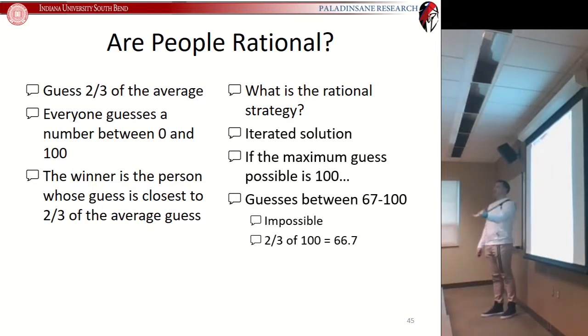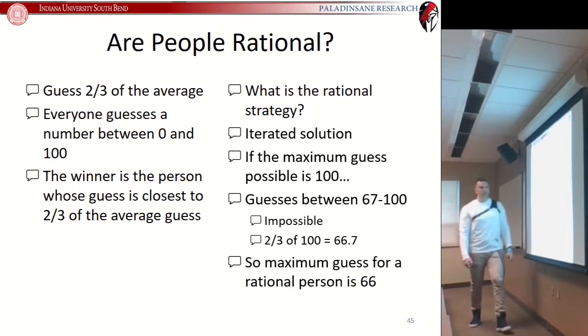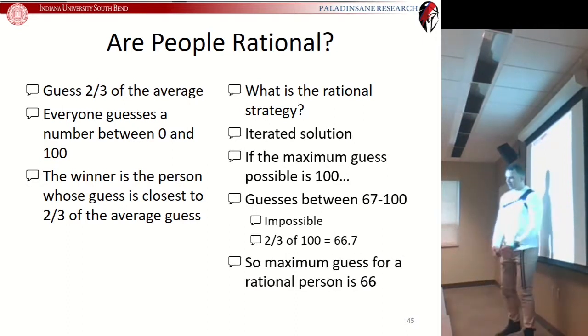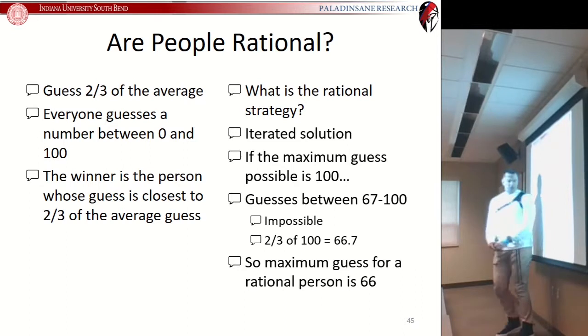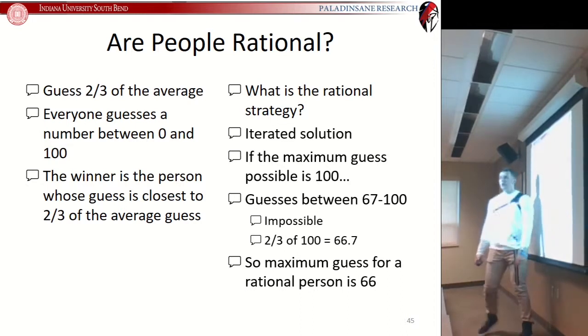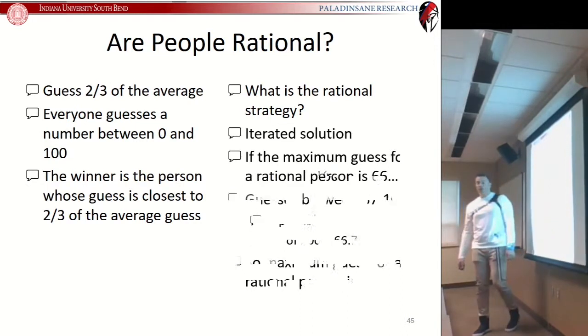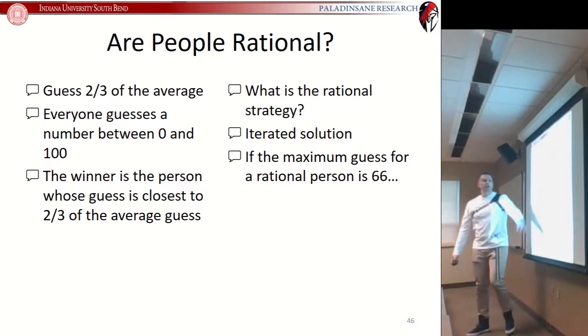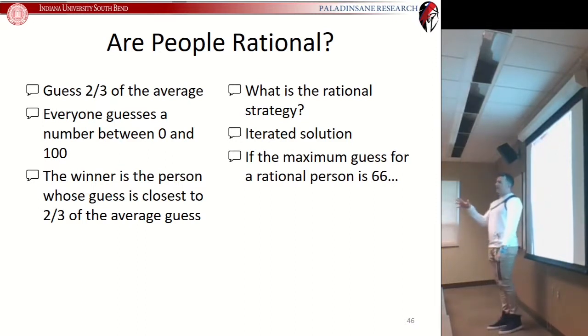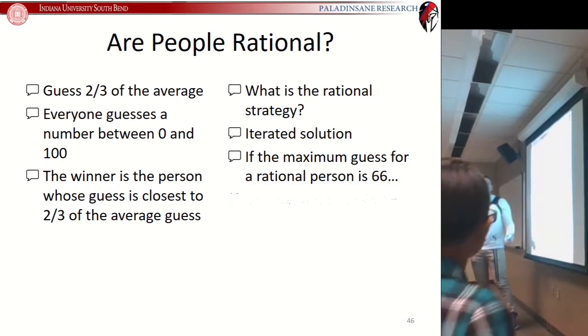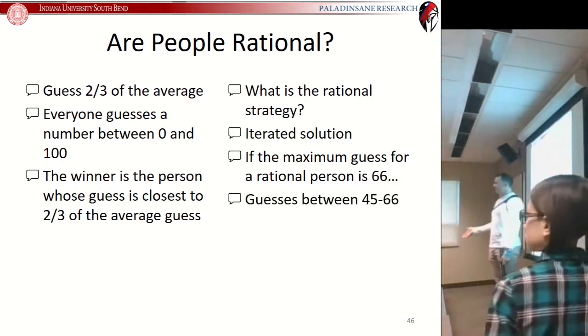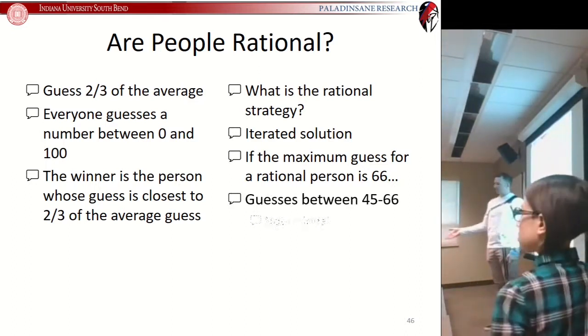That's irrational. That's mathematically impossible. So you will then say, all right, guesses between 67 and 100, irrational, impossible. So now your maximum guess for a rational person becomes 66. That's as high as you can go. And then you go again. You do another round. And you say, all right, so now if the maximum guess for a rational person is 66, we're going from 0 to 66, well then guesses between 45 and 66 all of a sudden become irrational.